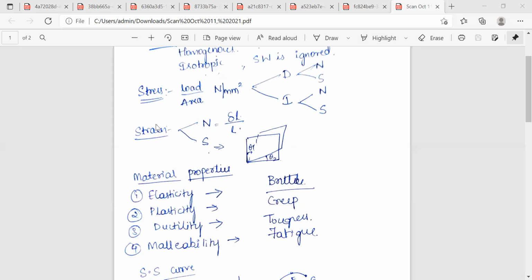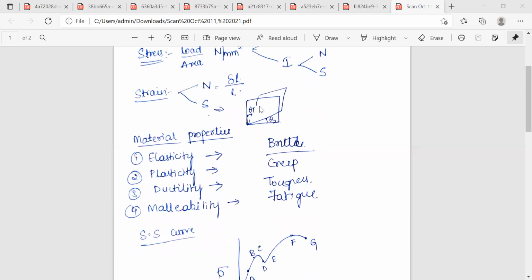Talking about the next concept, called strain. There are two types of strain: normal strain and shear strain. Normal strain is nothing but the change in dimension to the original dimension, change in length to original length, and shear strain is nothing but the angular change between any two mutually perpendicular planes in radians, and this is dimensionless. And there is also volumetric strain, which is change in volume by original volume.